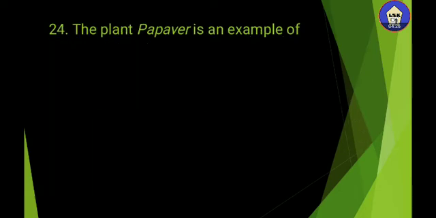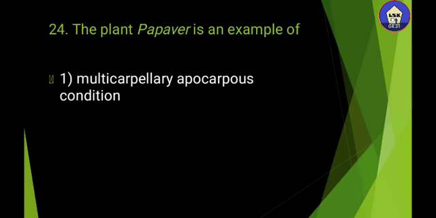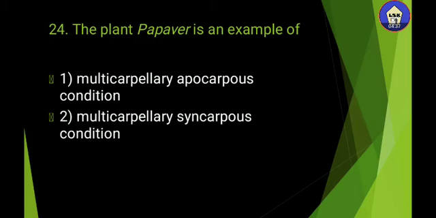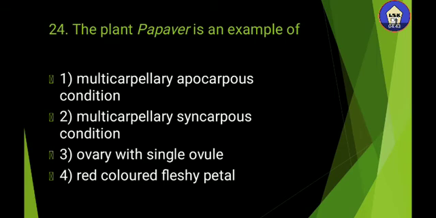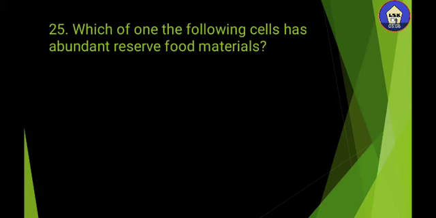Now question number 24. The plant Papaver is an example of. Option 1. Multicarpellary apocarpous condition. Option 2. Multicarpellary syncarpous condition. Option 3. Ovary with single ovule. Option 4. Red colored fleshy petal. So what is the right answer? The plant Papaver is an example of multicarpellary syncarpous condition. Multicarpellary means the gynoecium is made up of many carpels. Syncarpous means the carpels are fused. So option 2 is the right answer to question number 24.